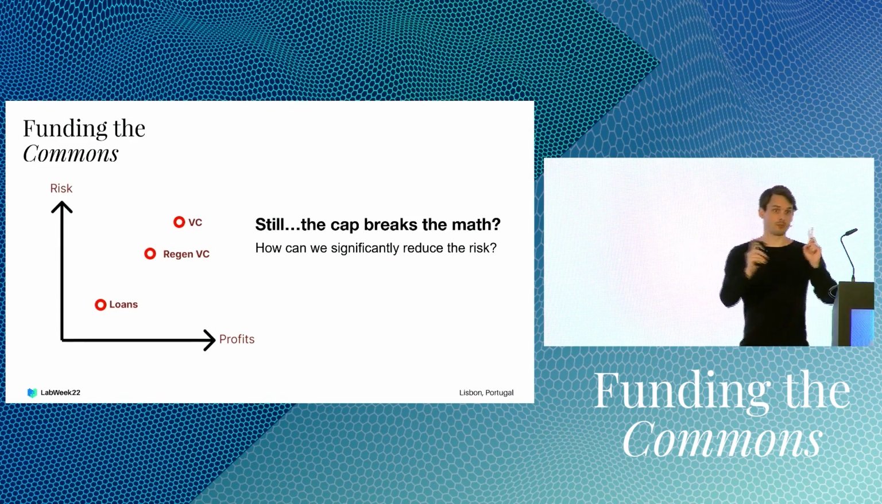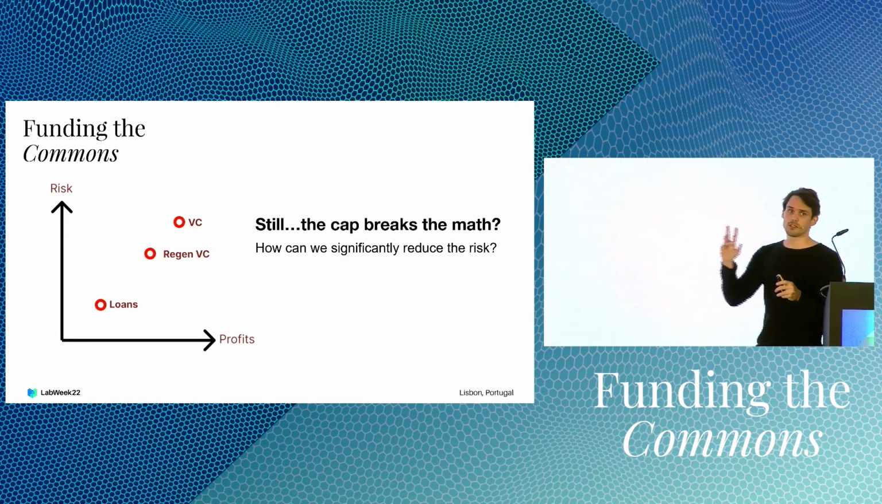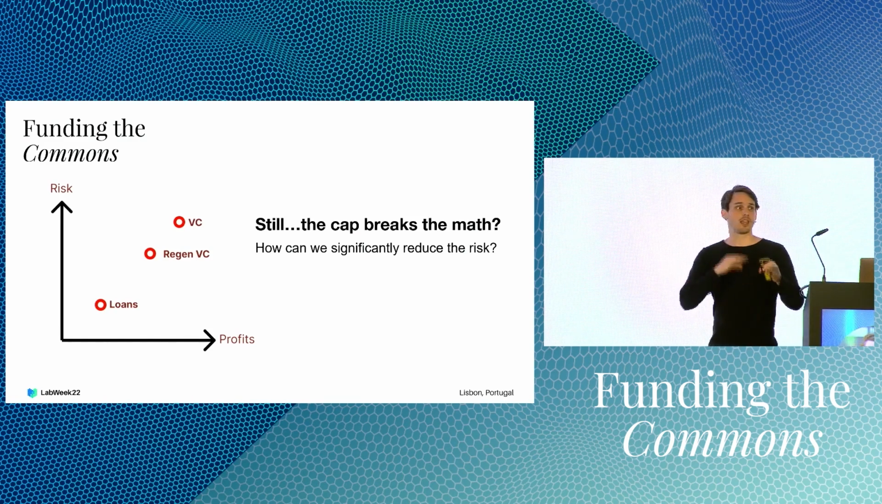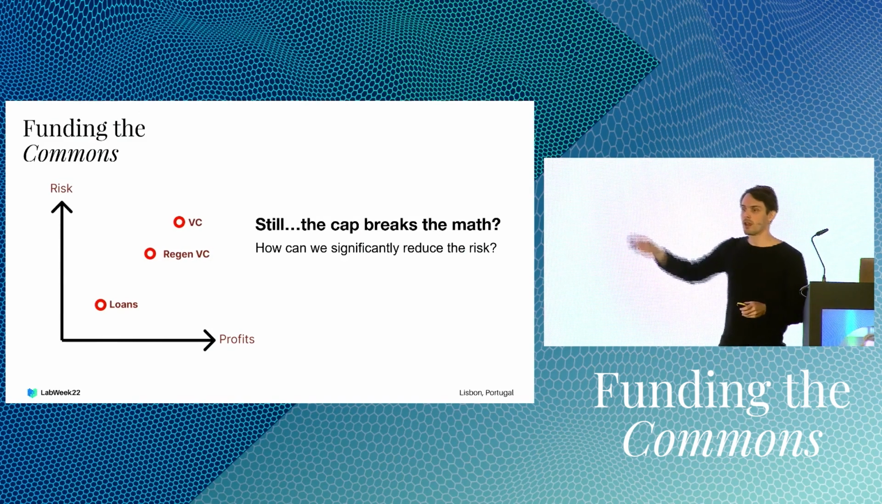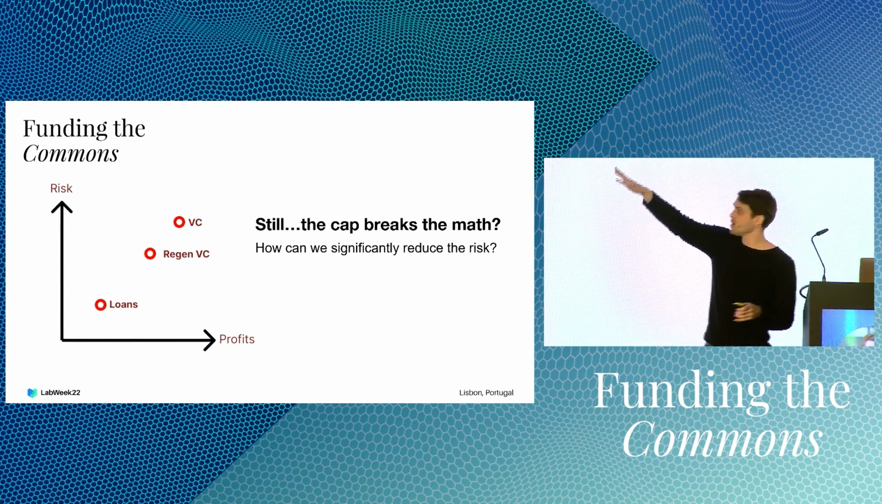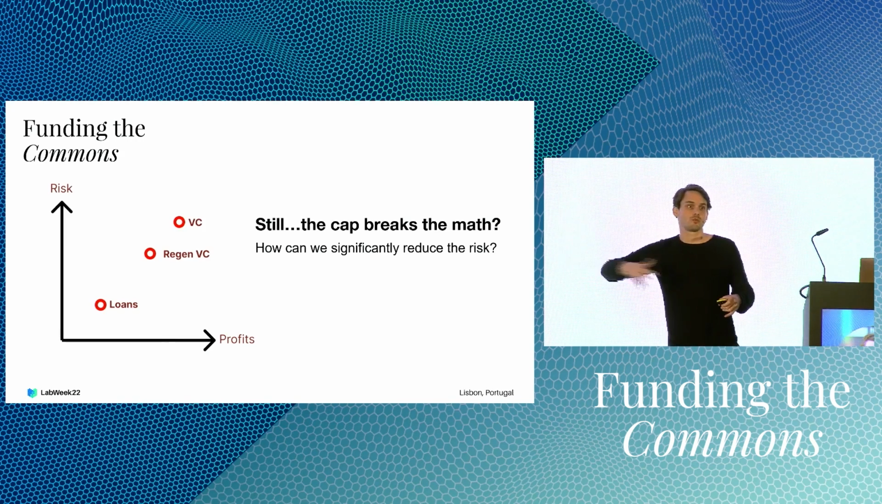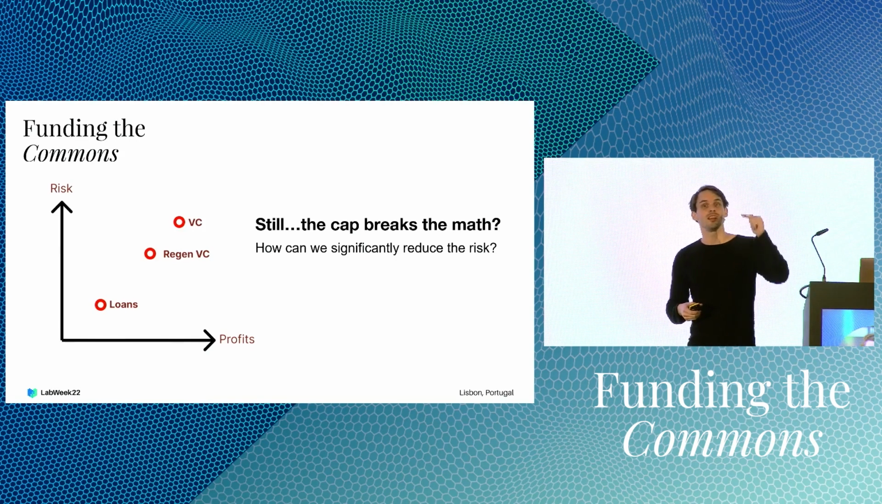But still, we have the problem that the cap inherently breaks the math. And the question for us in this context was, how can we figure out a way to significantly reduce the risk for an investor so that a cap becomes, again, a bit more acceptable? And if you look at this poorly designed chart, it would situate itself probably a bit more between a loan and a VC investment, tilting from a loan or a bond towards the risk return of a VC investment, but with significantly lower risk, but also with lower upside potential.